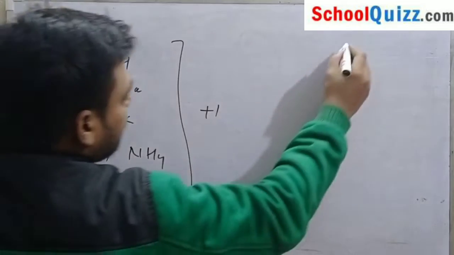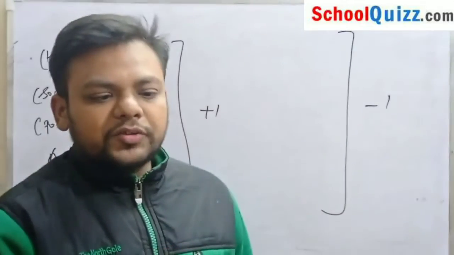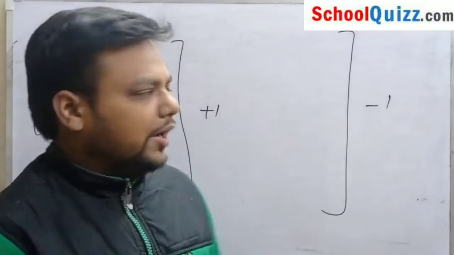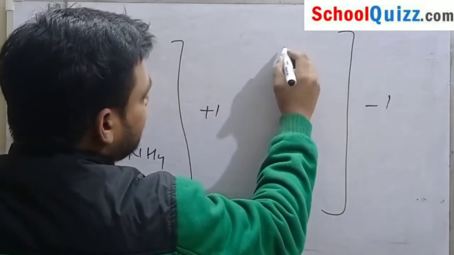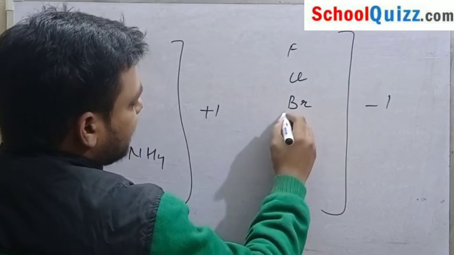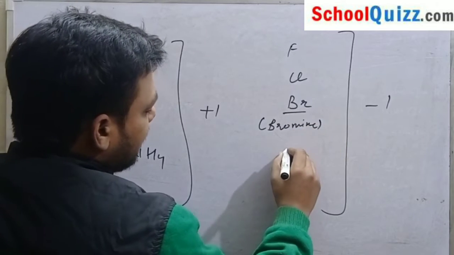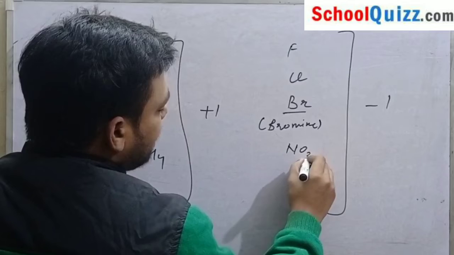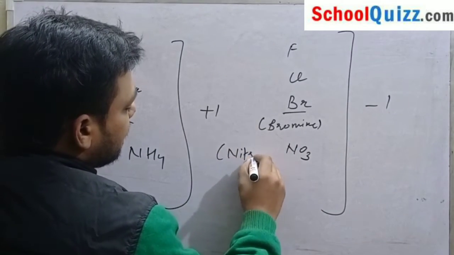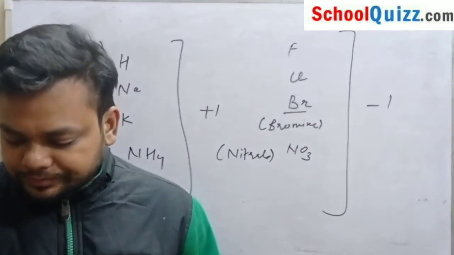Next, now we will discuss minus 1. First of all, we'll discuss plus 1 and minus 1, and in the next video we will discuss plus 2, minus 2, plus 3. Suppose minus 1, that is fluorine, chlorine, bromine, Br. This is a new symbol, it is of bromine, Br. Next is our nitrate, NO3 minus. It is also a polyatomic ion. Fluorine, chlorine, bromine, nitrate.